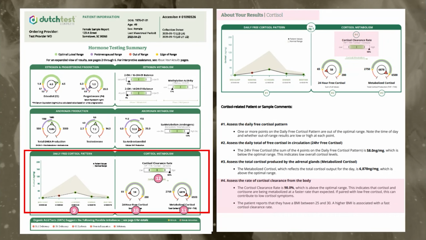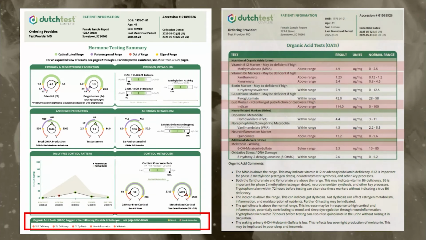Finally, we assess the cortisol clearance rate, which for this patient is quite high because the metabolites of cortisol are high compared to a low free cortisol. That's fast clearance. Notice in the comment, we're pulling in information supplied by the patient to help you pull together possible drivers of some of these abnormal findings. In this case, the patient falls into an overweight BMI, and high BMI is associated with fast cortisol clearance rate. So that's how you use these comments.